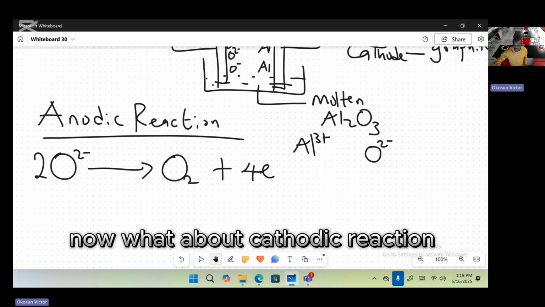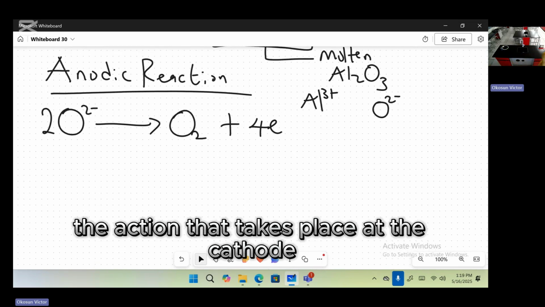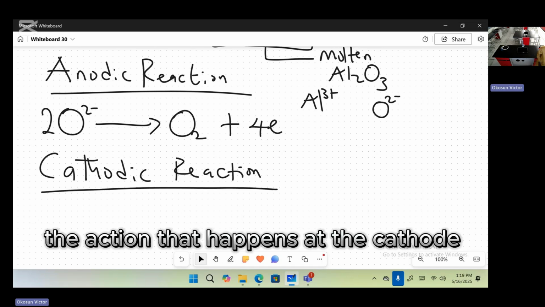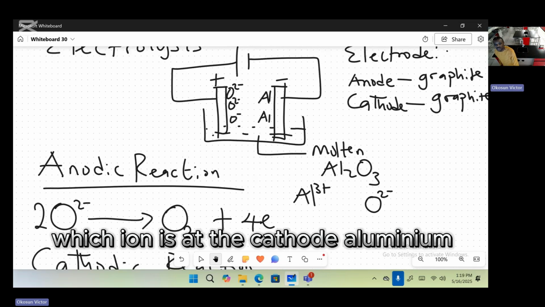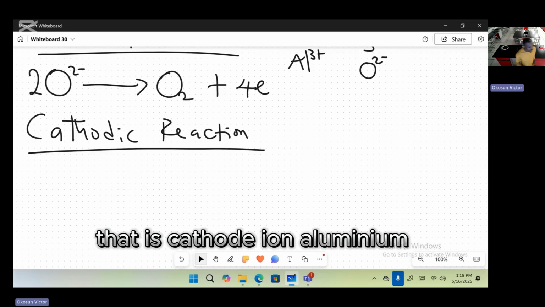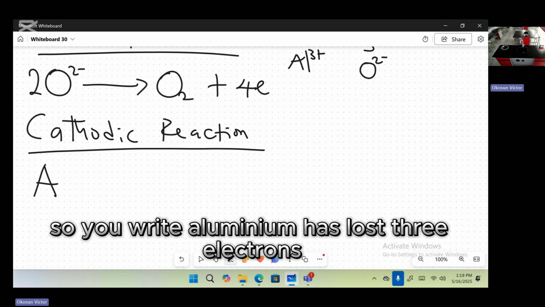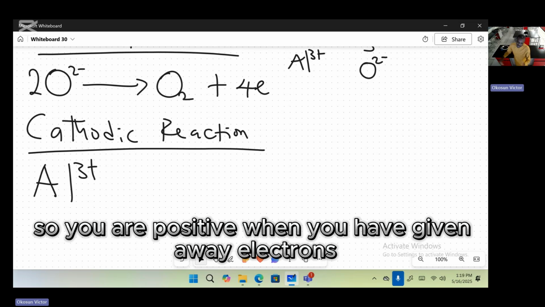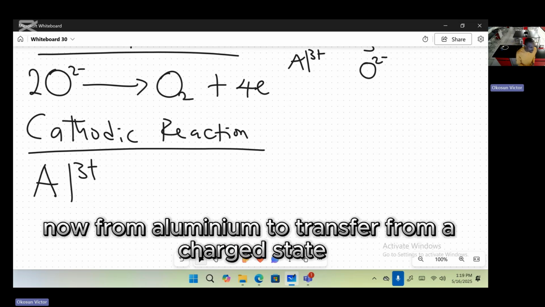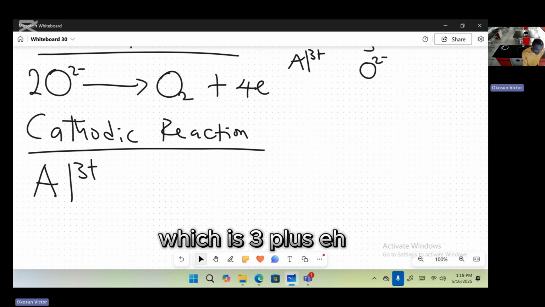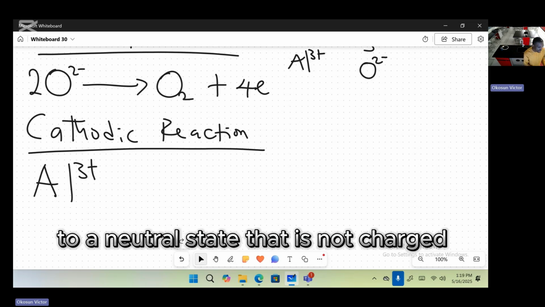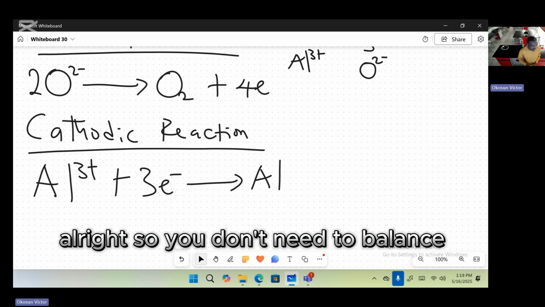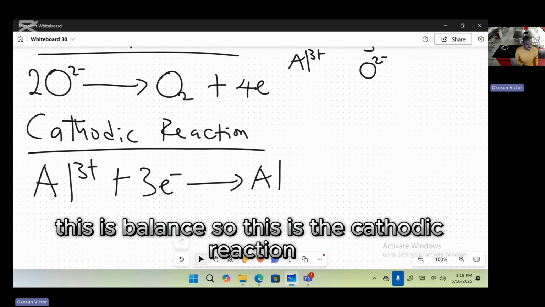Now, what about the cathodic reaction? The reaction that takes place at the cathode, you write as the cathodic reaction. Now let's go again. Which ion is at the cathode? Aluminium. That is the cation. So aluminium has lost 3 electrons. That's why you call it 3+. You are positive when you have given away electrons. Now, for aluminium to transform from a charged state, which is 3+, to a neutral state that is not charged, it has to collect 3 electrons, and then aluminium becomes neutral. So you don't need to balance. This is balanced. So this is the cathodic reaction.